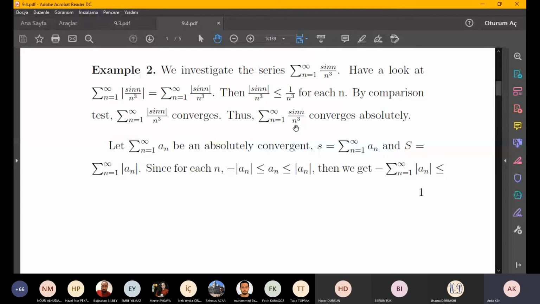Also, we will see in the theorem that if you take the absolute value of the general term and you get that it is convergent, which says your series is absolutely convergent, that will directly give you that your series is convergent.